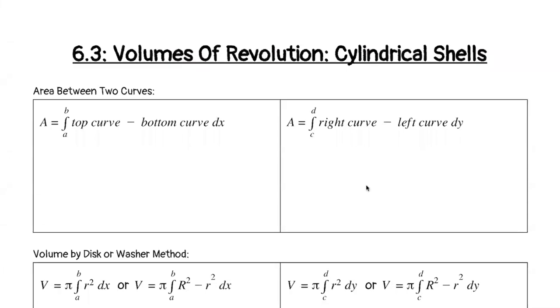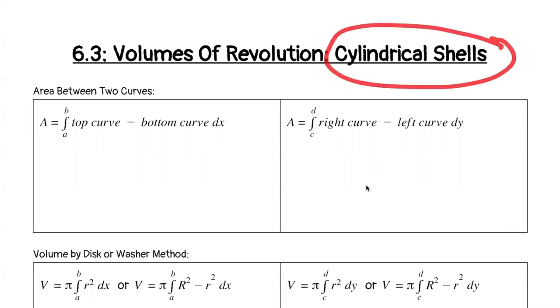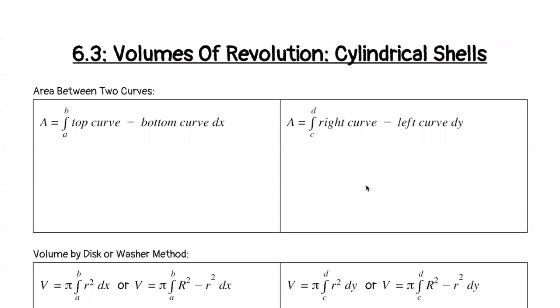All right, so today's section is 6.3. It's called Volumes of Revolution, but it is called cylindrical shells. In particular, cylindrical shells is a different method than disk or washer method, okay? So it's another way of approaching things, kind of like to solve a quadratic, you could factor, or you could use the quadratic formula, and they sort of have different flavors, but at the end of the day, they sort of achieve the same goal.